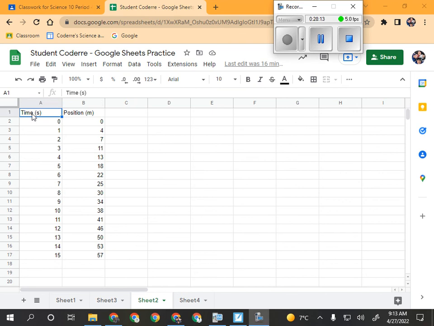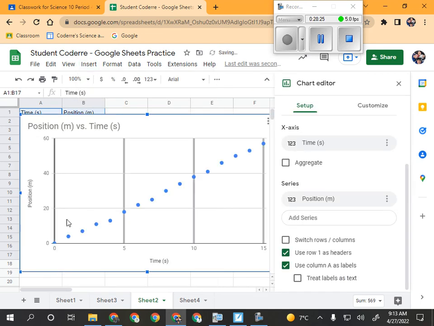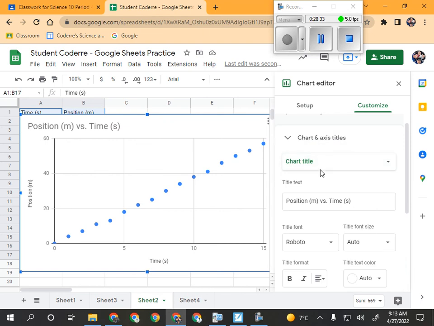Okay, let's look at building this graph here, guys. So I'm going to highlight all the data. I'm going to go to Insert. I'm going to go to Chart. Okay, I get the right kind of graph. It's got time in seconds, position in meters, so the labels are all good. I'm going to go to Customize, okay, and just change the chart title, okay.